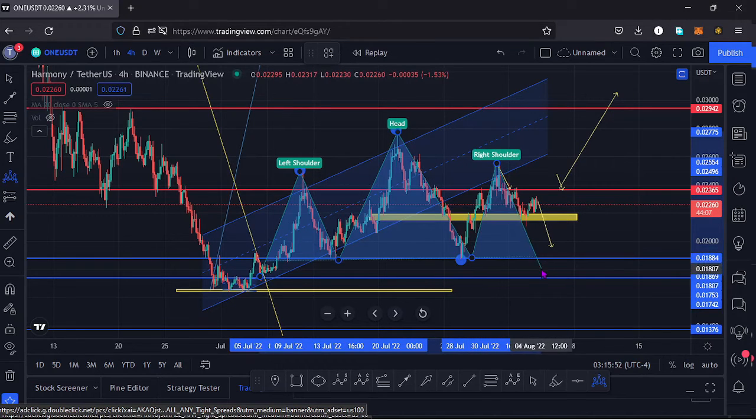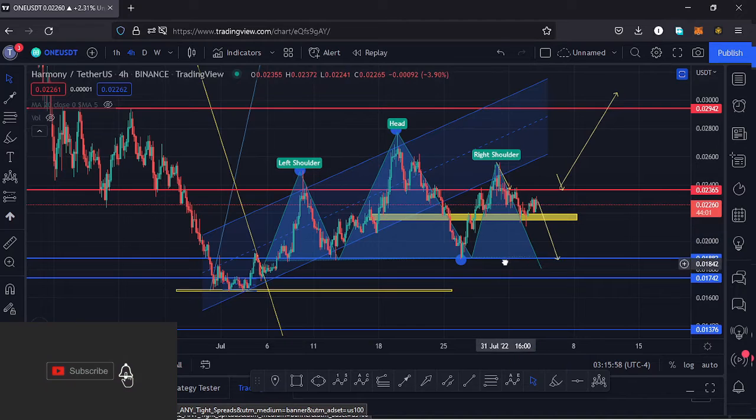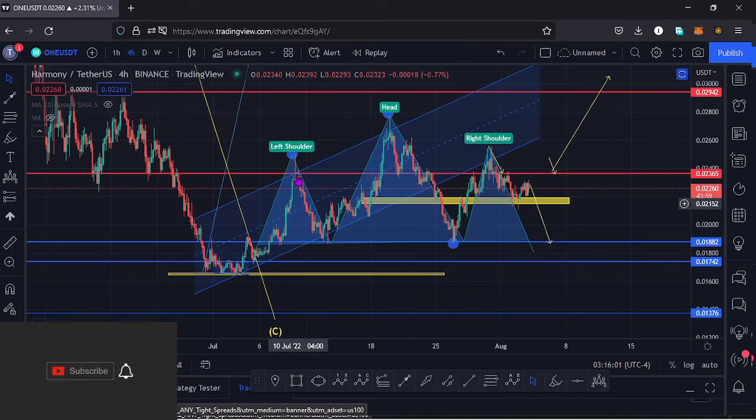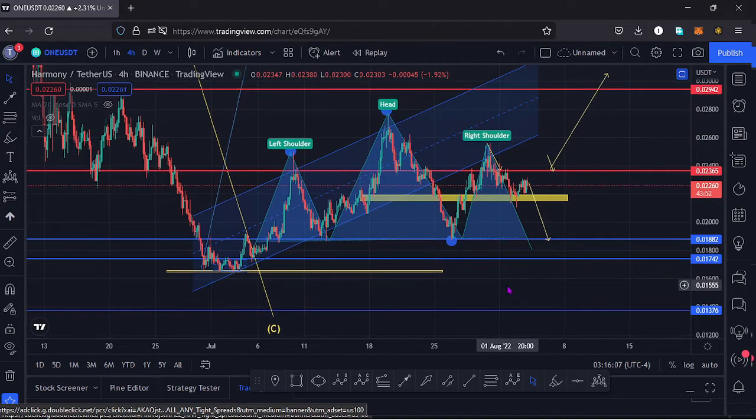And if we continue seeing lower prices and maybe go to around the $0.018 mark, which is a key area of support, that will be completing this head and shoulders pattern, which is a pattern that normally breaks to the lower side, having the target area of the breakout as the height between the head and the neckline.